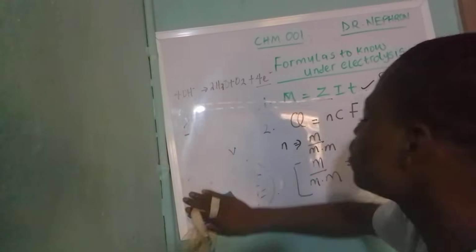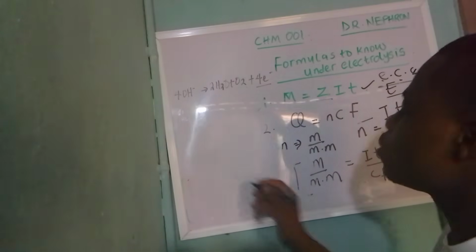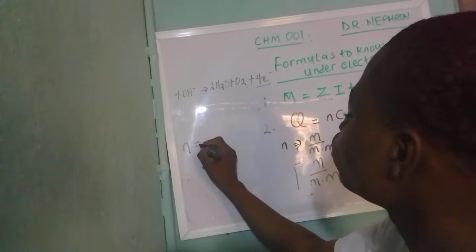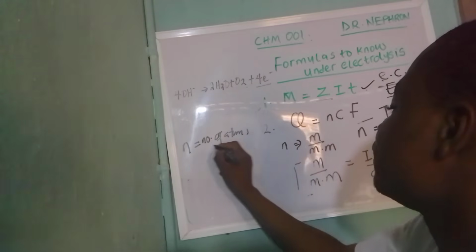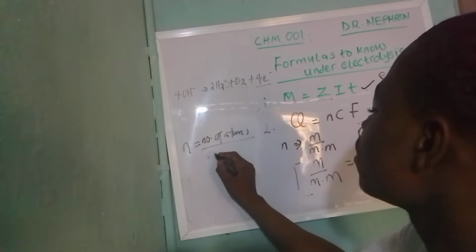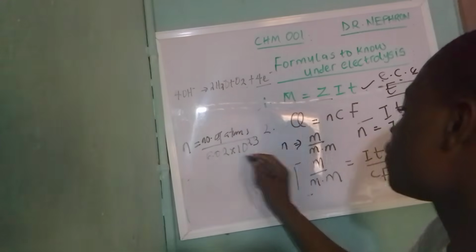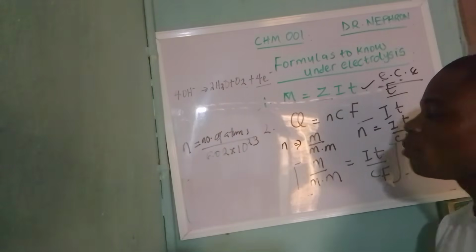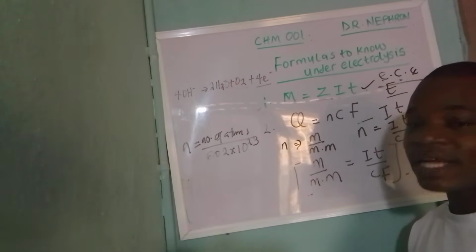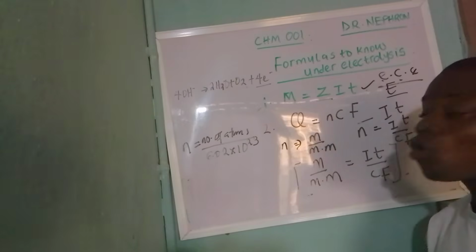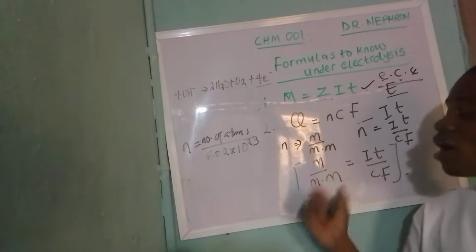Now, if your number of moles is given as number of atoms divided by the Avogadro constant, do not forget that you also have another formula like this. The number of moles is equal to number of atoms divided by the Avogadro constant.